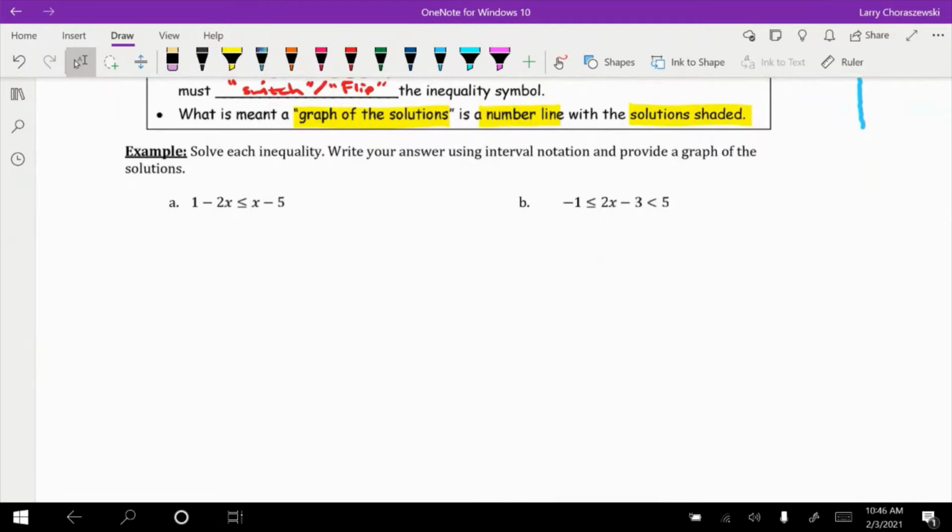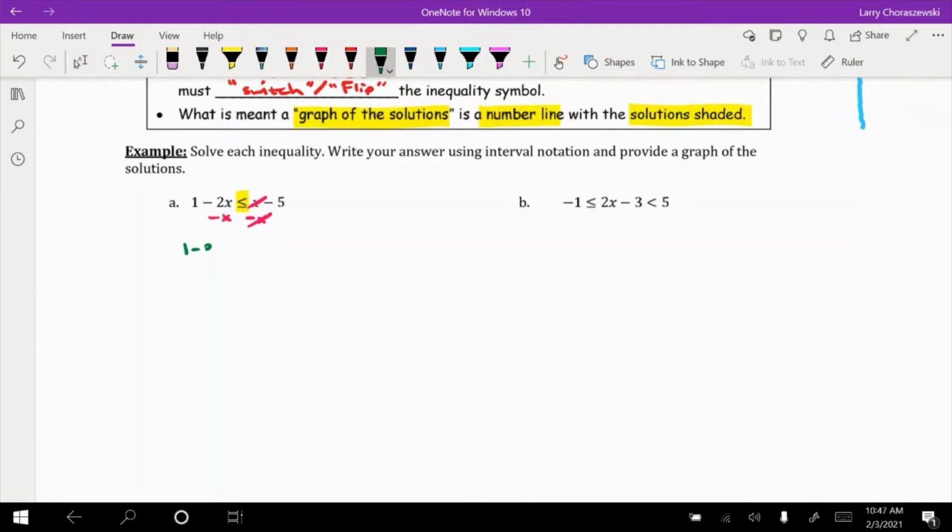Let's start with part A. We have 1 minus 2x is less than or equal to x minus 5. So just one inequality symbol involved with this one, making it a linear inequality and not one of those compound inequalities. We want to treat the inequality symbol as if it were an equal sign. So what I would start things off with is perhaps subtracting x from each side, which doesn't require flipping the symbol. That's to cancel the x that's on the right-hand side.